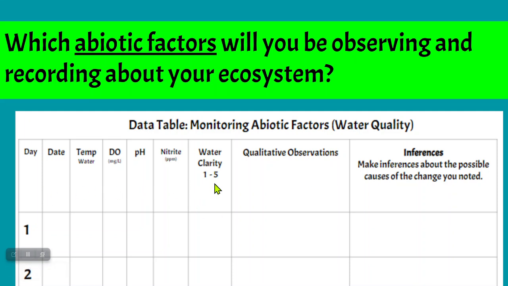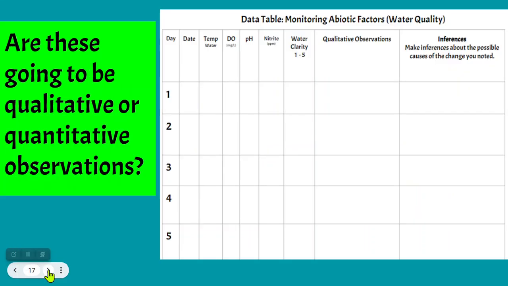So the important things that we are thinking about right now that are the abiotic factors, that's our temperature, DO, pH, nitrite, water clarity. And so these are going to be quantitative when we are talking about temperature, dissolved oxygen, pH, nitrite, water clarity. Qualitative observations are just going to be qualitative, and inferences are going to be a combination. So mainly looking at what we are testing in class, it's going to be quantitative.